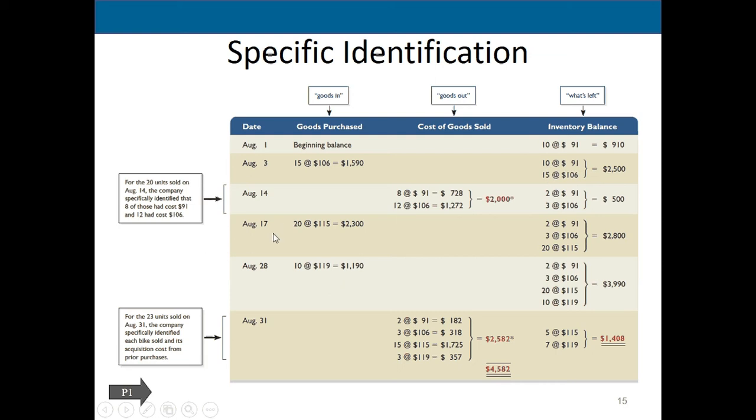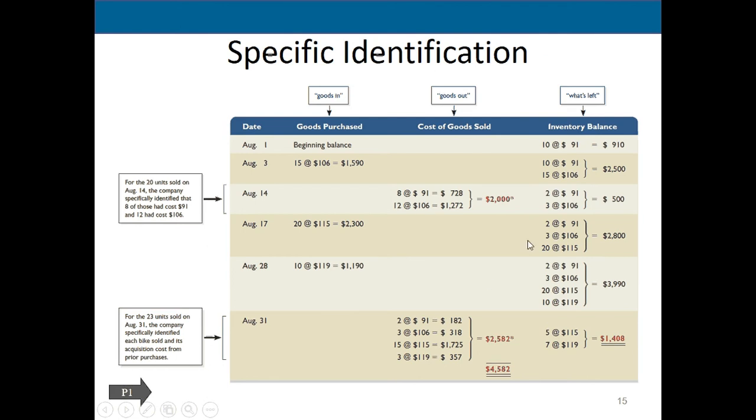Okay, now on August 17 I add another 20 units. What's in inventory? I still have this 2 at 91, I still have this 3 at 106, but now I'm adding 20 at 115. If I do that math, my total inventory value is 2,800. All right. August 28th, I buy another 10 units at 119. That's a value of 1,190.